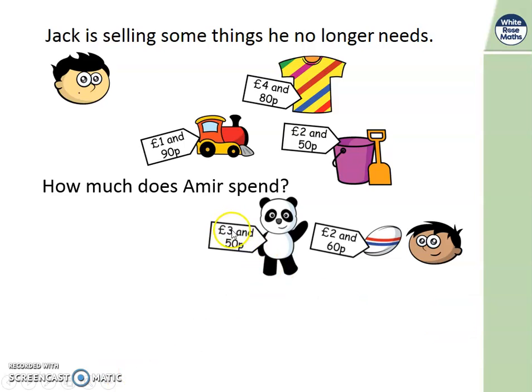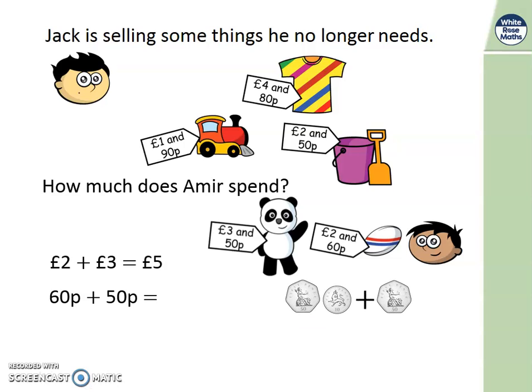First, let's do the same thing. Add our pounds together first. So the £2 and the £3 makes £5. But then I've got the 50 pence and the 60 pence. That's a bit more tricky. Have you noticed that? Let's build it first. 60 pence is made up of a 50 and a 10, and the 50 pence is here. Can you see how we can now make with the 50 pence and the 50 pence? They can make a pound. So then I have the pound and the 10 pence.